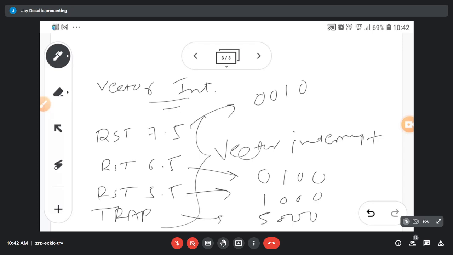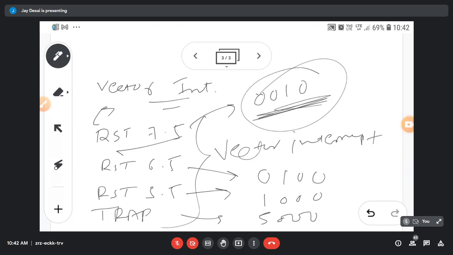Now what happened in the case of RST 7.5? When interrupt comes on RST 7.5, what processor has to do? The processor knows where the service code for RST 7.5 is stored, at 0010. So what processor will do when interrupt on RST 7.5 comes? It will straight away jump on the location 0010. It will not do the scanning of all the locations. Whatever code is at location 0010, it will immediately execute that code for that particular interrupt.